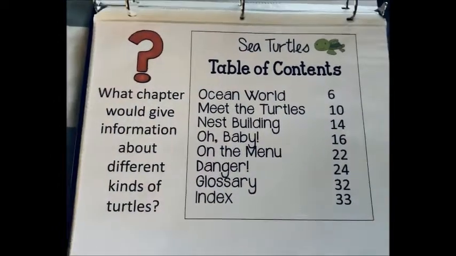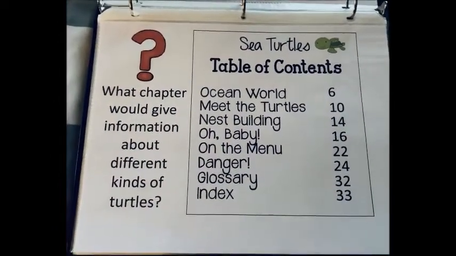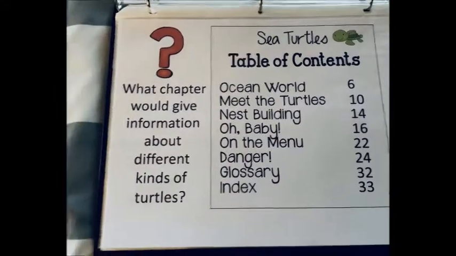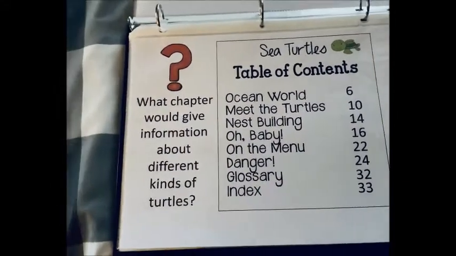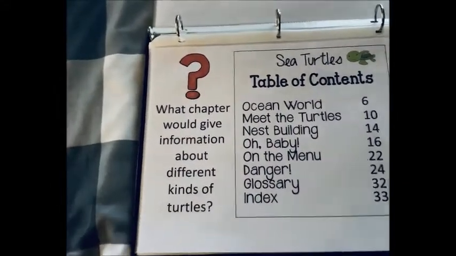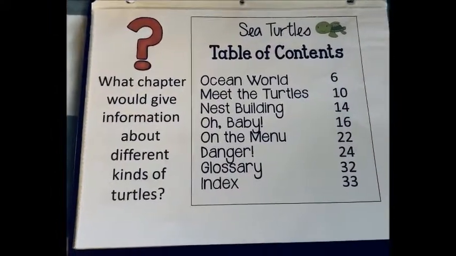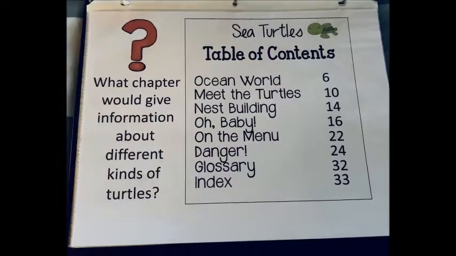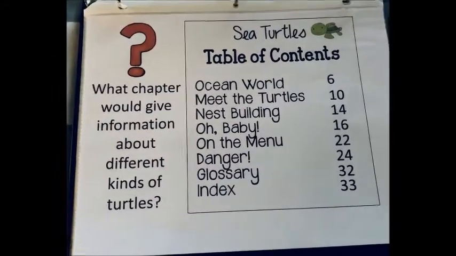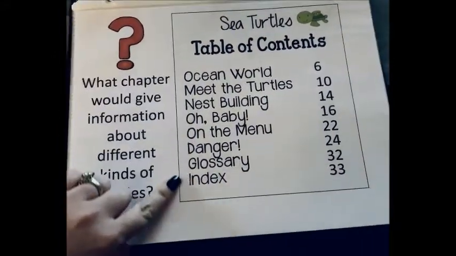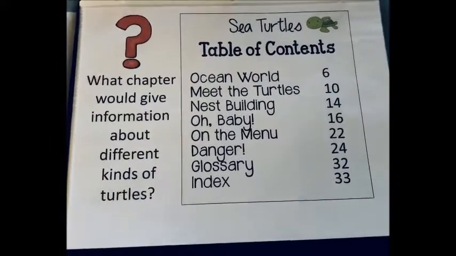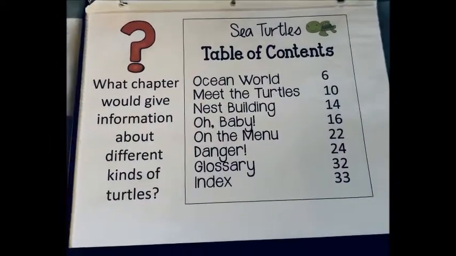Okay, so now we're going to look at the same table of contents, and I'm going to ask you a question. The question says what chapter, but we're going to change that to page number. What page number would give us information about different kinds of sea turtles? So we would have to find something over here that would make the most sense, that would give us information about different kinds of sea turtles.